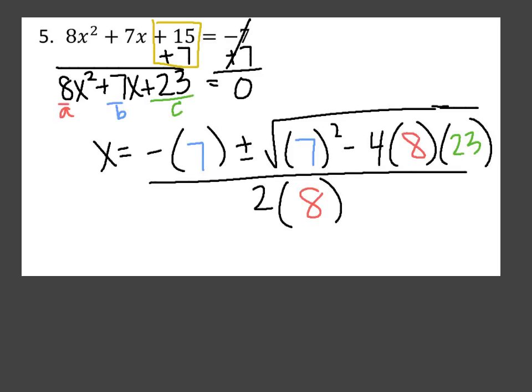If I solve this problem like I normally would, and I type the square root with all of these numbers into my calculator, a strange thing happens. My calculator tells me that there is an error and that I have non-real solutions. What that means is we cannot take the square root of something that's negative. And if you look, 7 squared minus 4 times 8 times 23 would end up with a negative number. And the square root of a negative does not work.